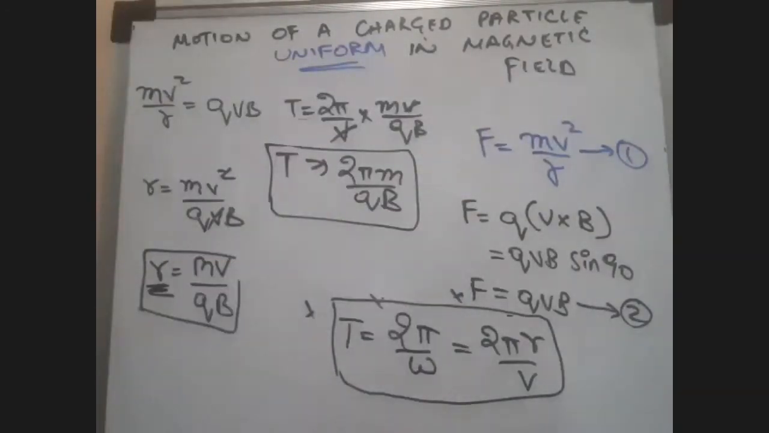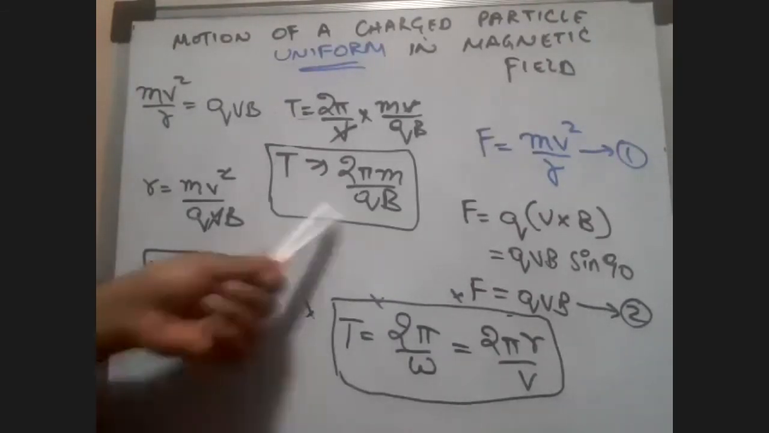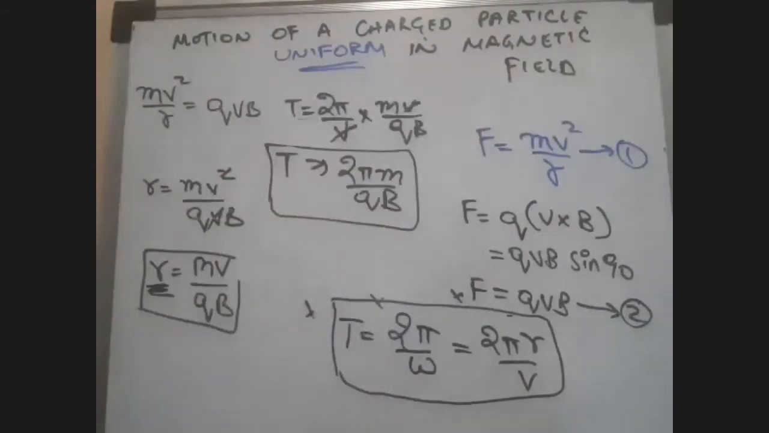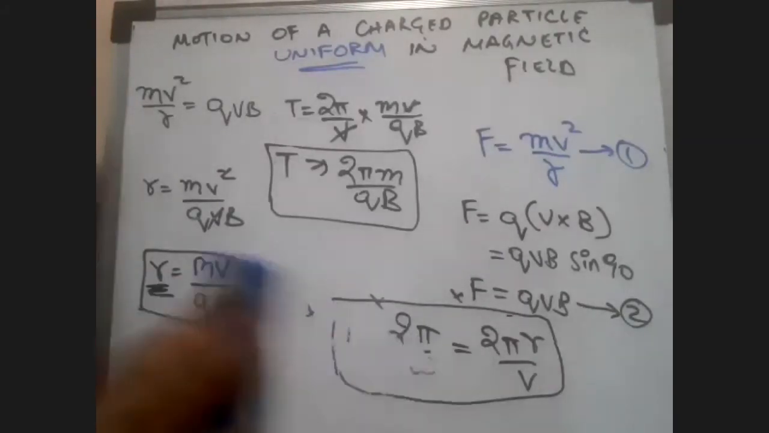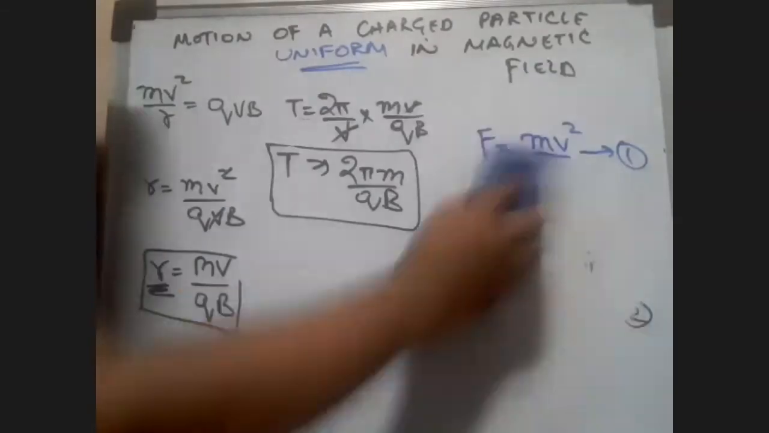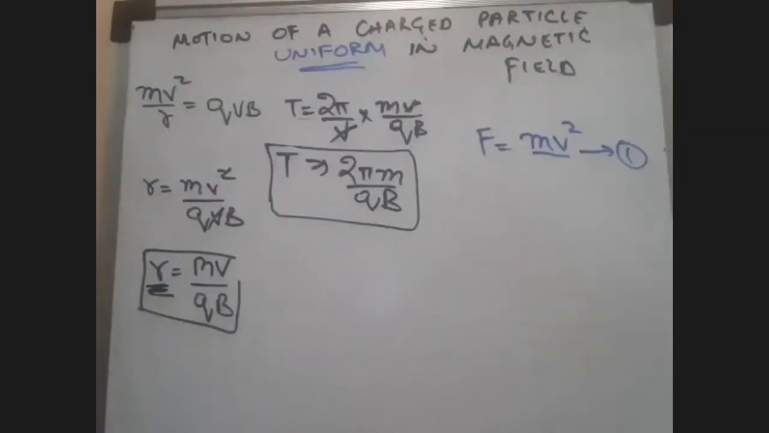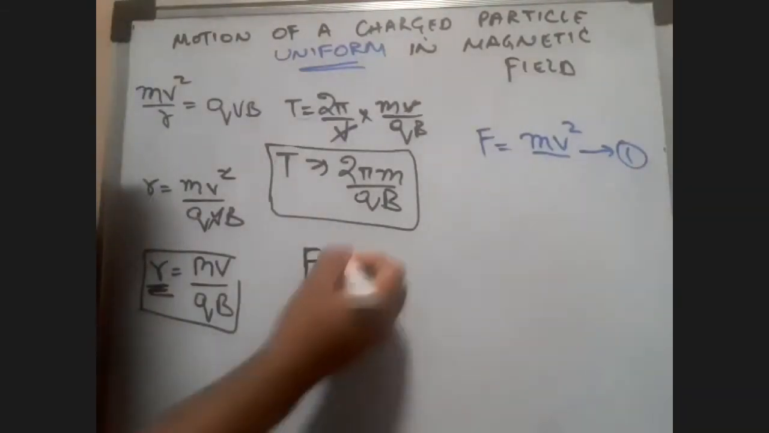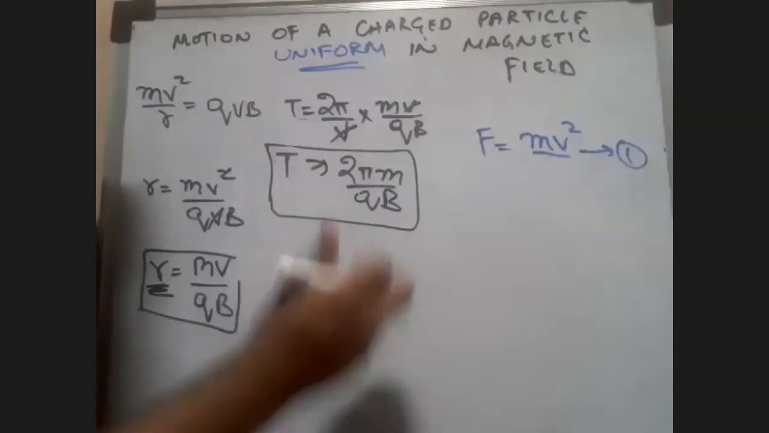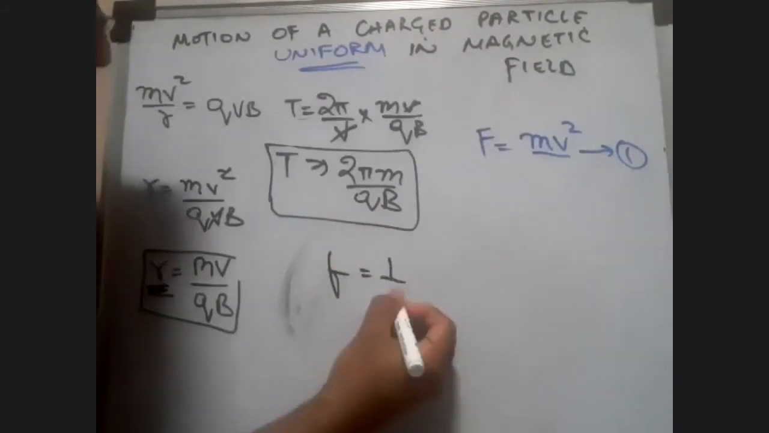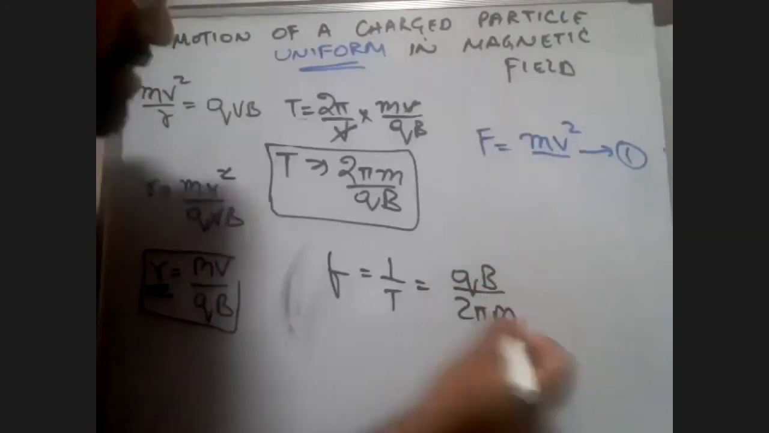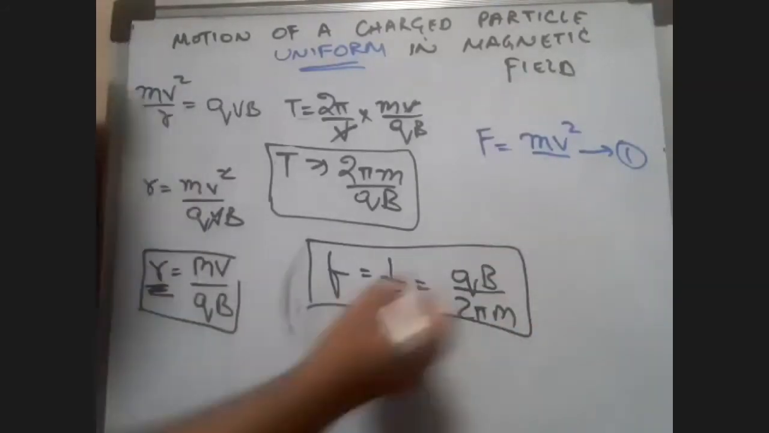So this is the time period. Now that we have found the time period, what else can we find out? What is 1 by T, students? Frequency. It tells us how many rotations are done per unit time. Small f is equal to 1 by T, and that is equal to qB upon 2 pi m. So this is the frequency.